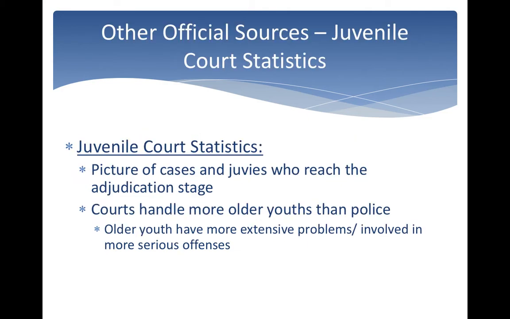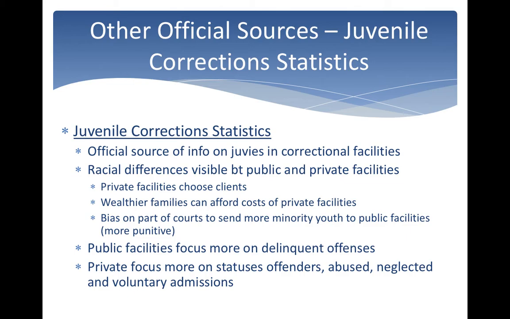So some other places we could get some information could be from juvenile courts, okay? Keep in mind, though, that those are going to only include people who make it to the court stage, and so it's going to probably be more older youth. We can also get some data from juvenile correction facilities, but again, remember, these are only going to be juveniles who've been to court and been convicted and then been sentenced to a correctional facility.